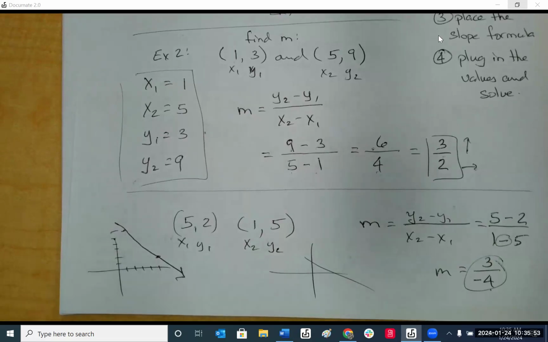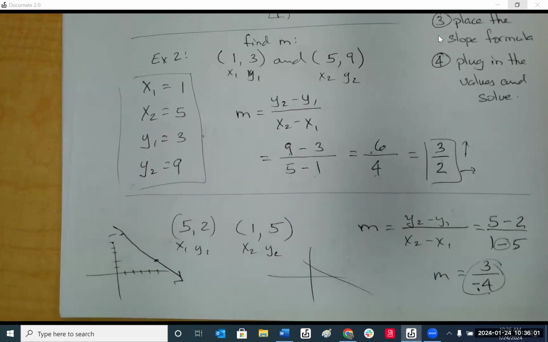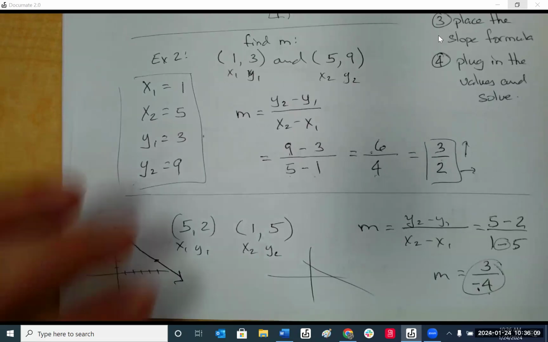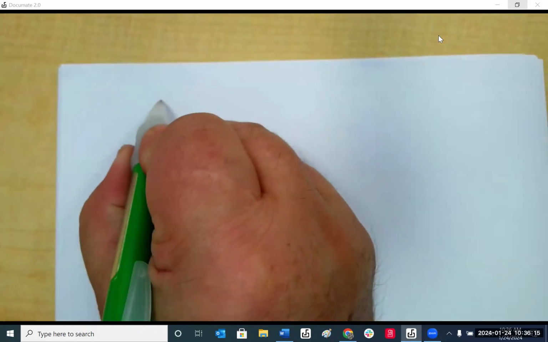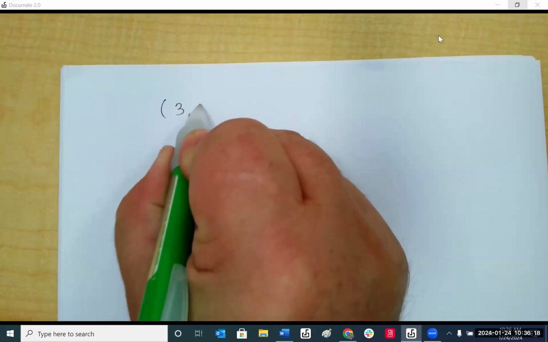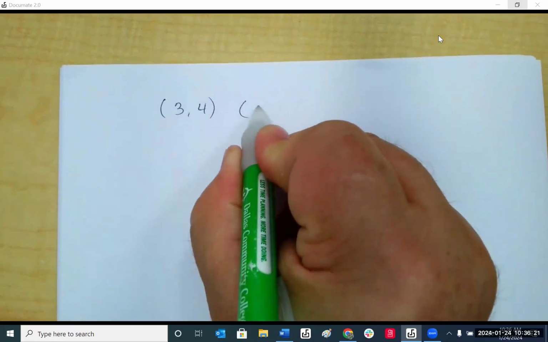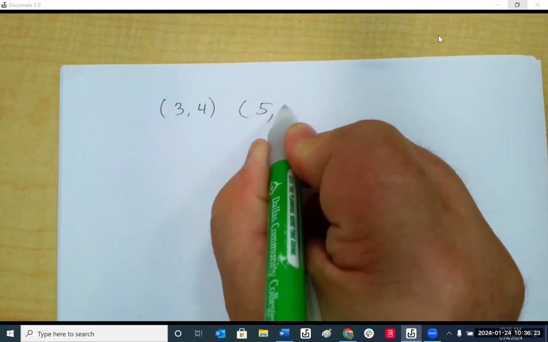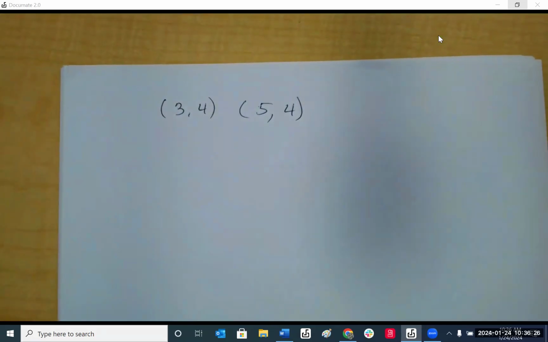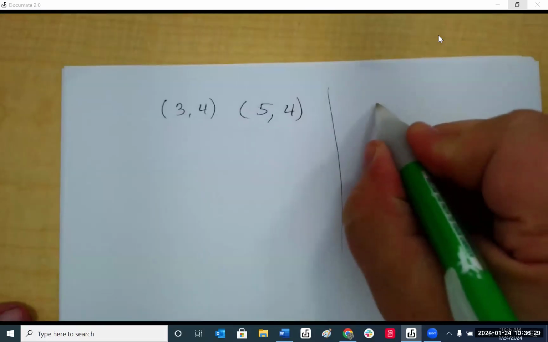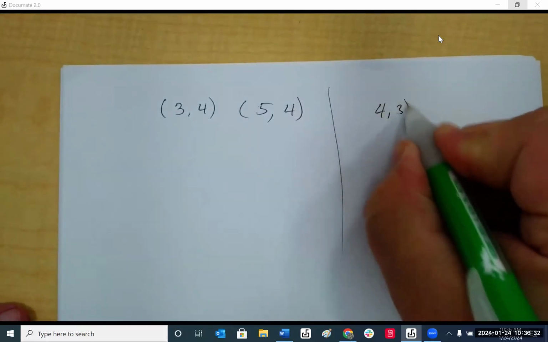If you're doing homework assignments and it says which graph matches this equation, if it's a negative slope, always look for the ones that are going down to the right. And then you can go from there. But if it's going up, that's not a negative slope. Find me the slope of these two lines. I'll switch these around.